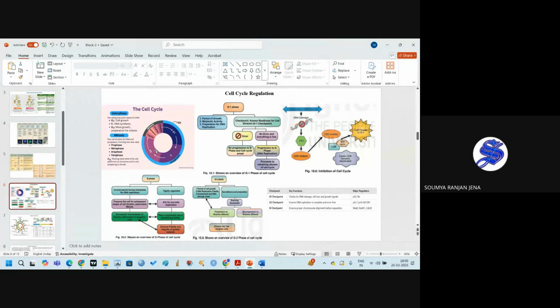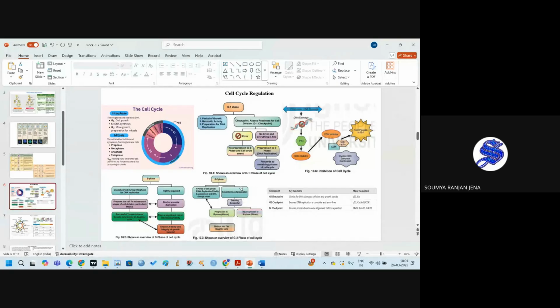error-free replication process. And this G2 phase also assesses the DNA damage repair. If the assessment of the DNA damage repair is okay, then it will go for M phase progression, or mitosis occurs and division into two daughter cells.